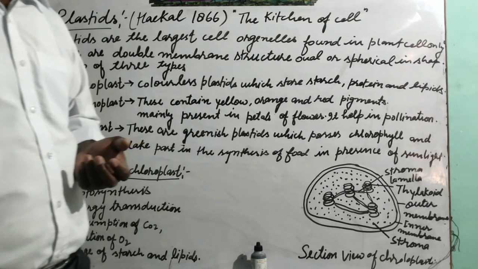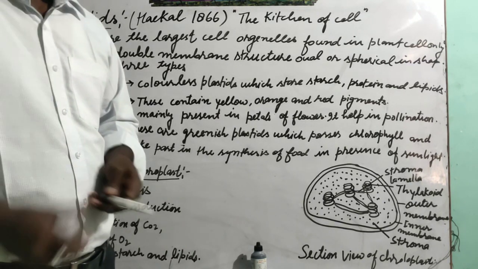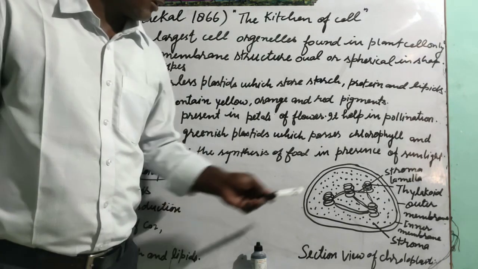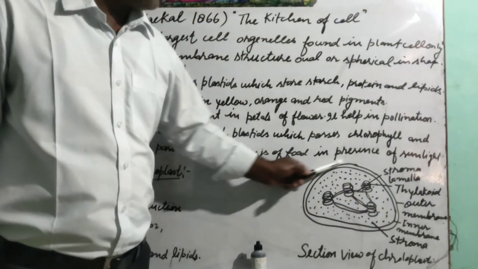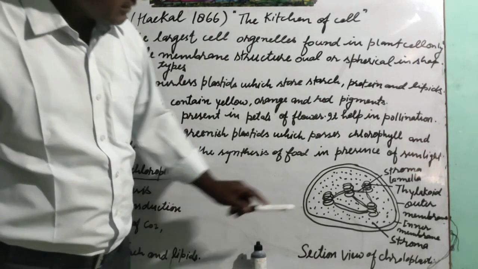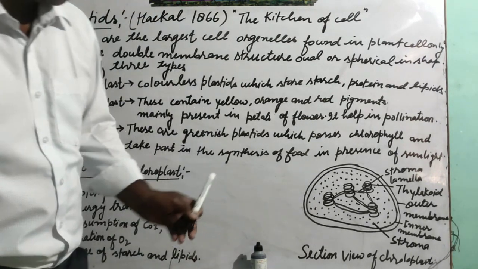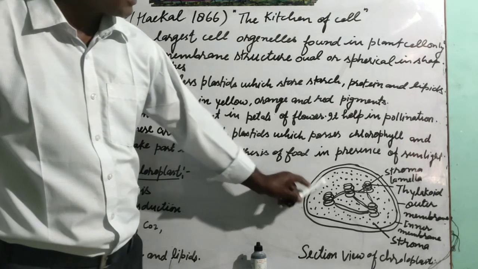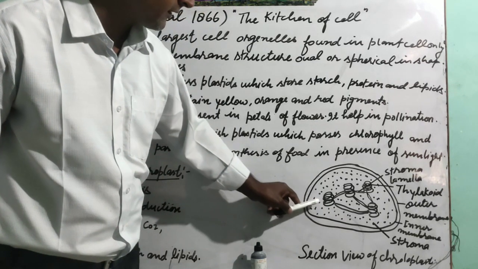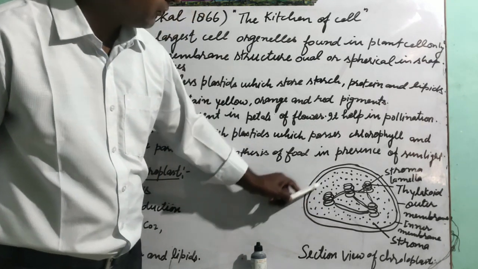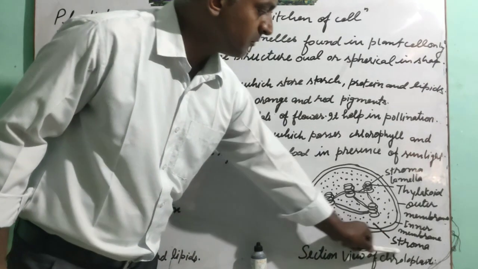Students, first of all, we will see the structure of chloroplast, a section view of chloroplast. I have drawn the structure here. This is the section view of chloroplast. It is a double membrane structure which has a semi-fluid matrix. This matrix is known as stroma.